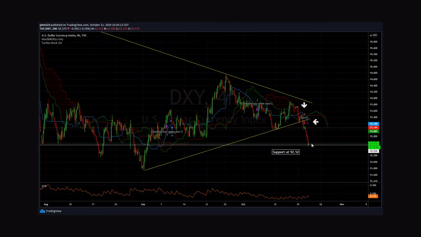If the dollar breaks through this support and heads further down, then you will see the trades in gold and silver trigger.